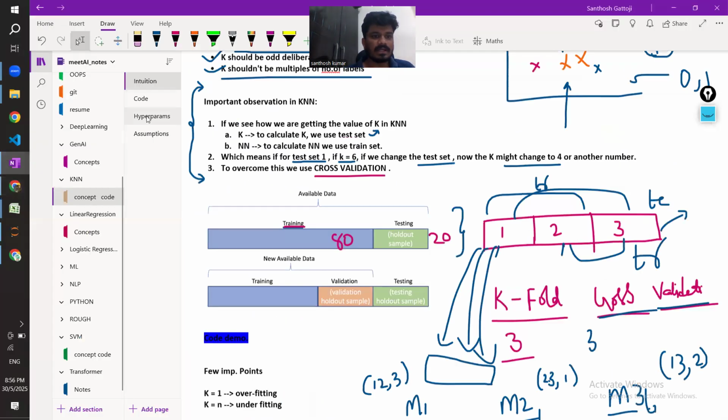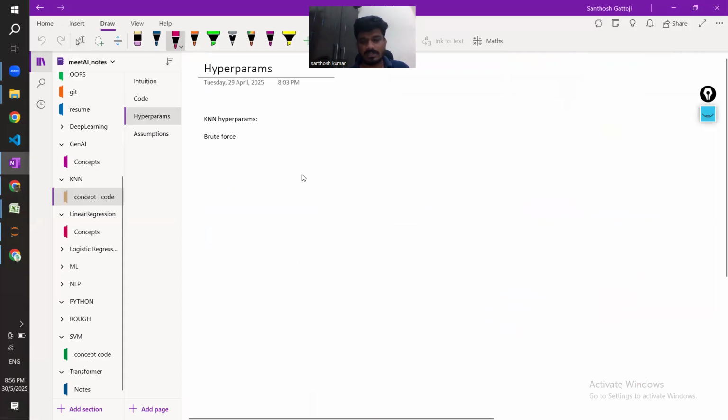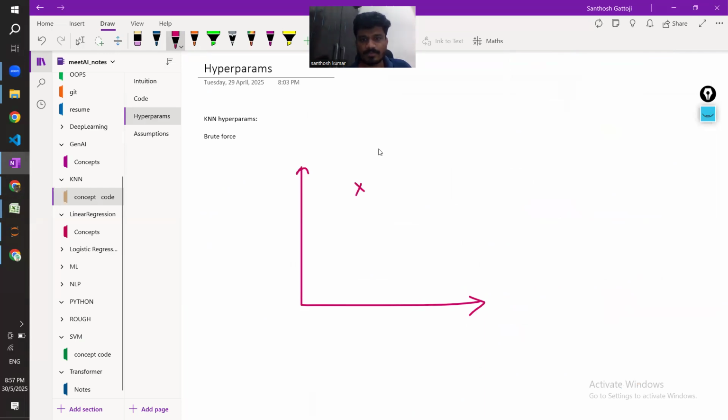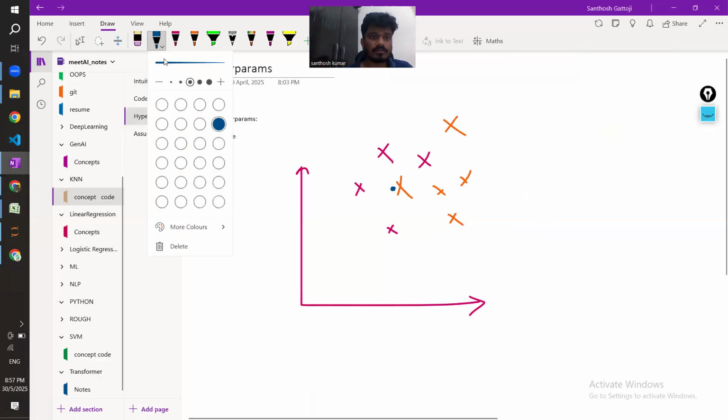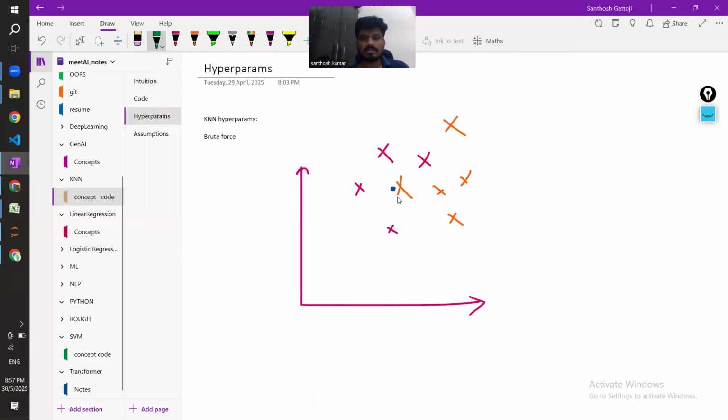But I'll just tell you one point before we leave, one interesting point, I don't know whether you got this doubt or not. For example, you are having data points here. This is class one, and let's say this is class two. Now there is one data point plotted here, this is my test data point. Let's say these are my class 0, and these are my class 1. This is my test data point.